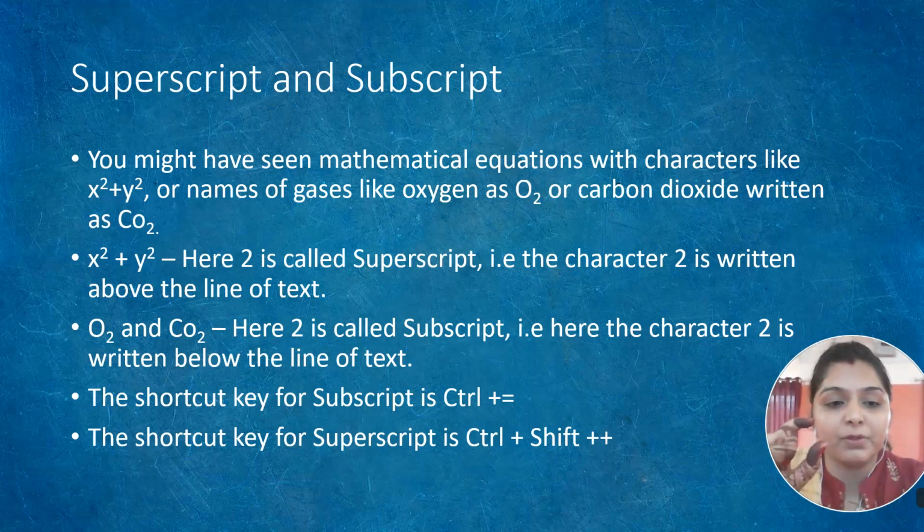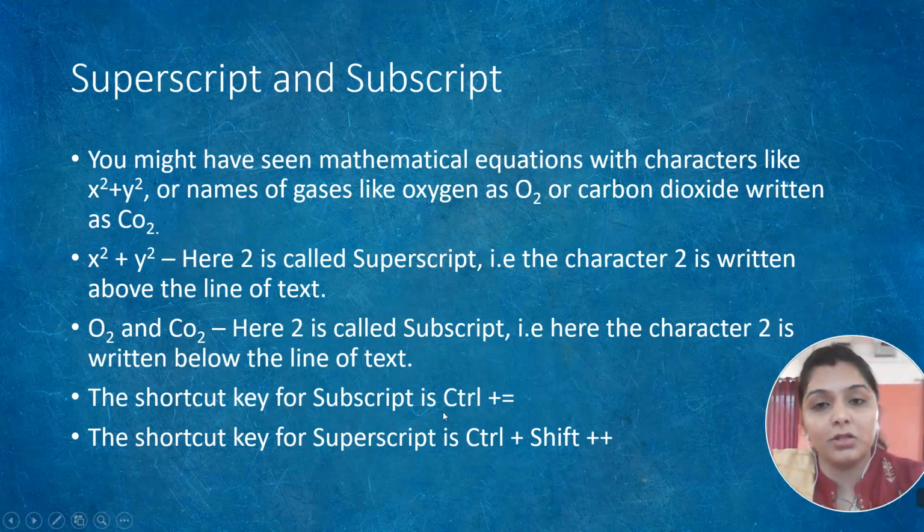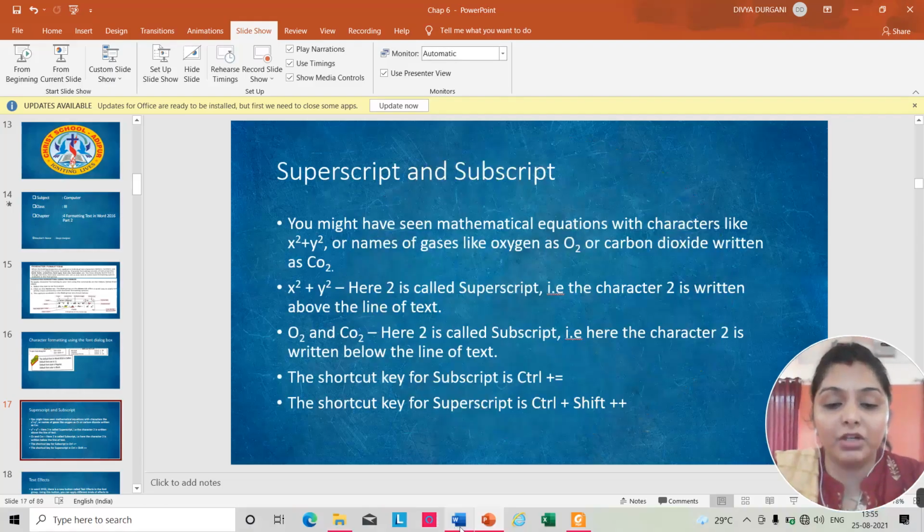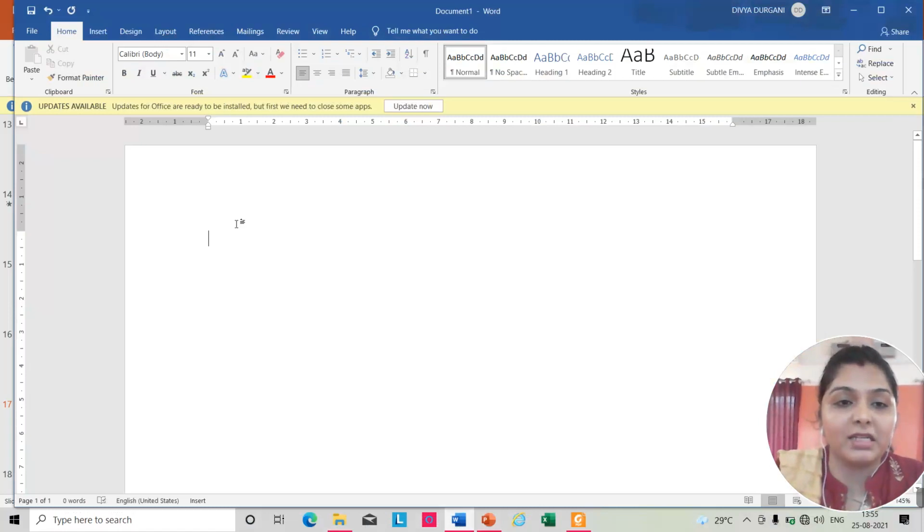And what is subscript? It is written below the line of the text. For example, CO2 plus O2 and CO2. Here 2 is called the subscript, that is, the character 2 is written below the line of the text. The shortcut keys are also given to you: Control plus equals for subscript, and for superscript Control plus Shift plus plus. Now I will show you in the practical as well.